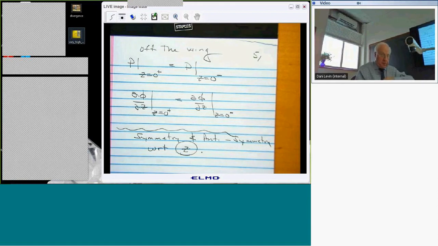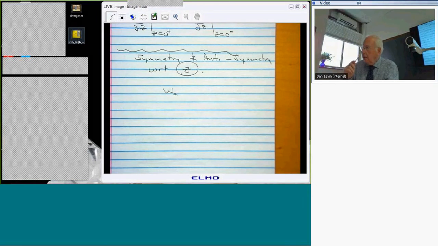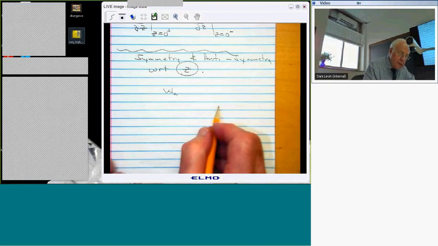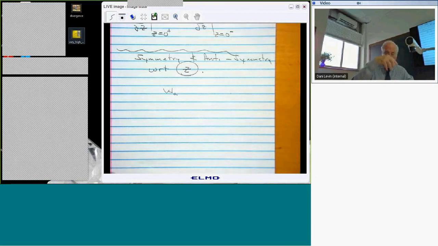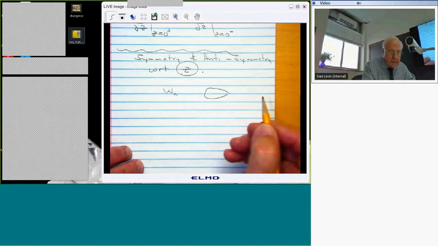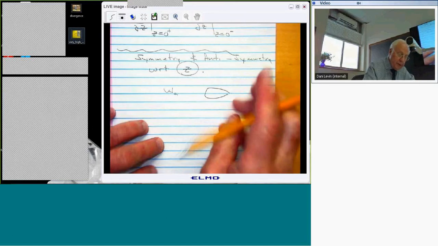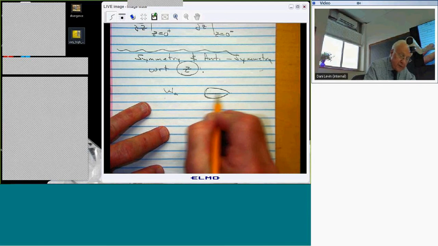So remember I had this W sub A on the wing? Well, I actually have two WAs. I have one on the top surface and I have another one on the bottom surface. Let's look at this case. Here's a profile. I'm looking at the profile of the wing now. That's a pretty poor drawing. But let's pretend that's symmetric, top and bottom, right?